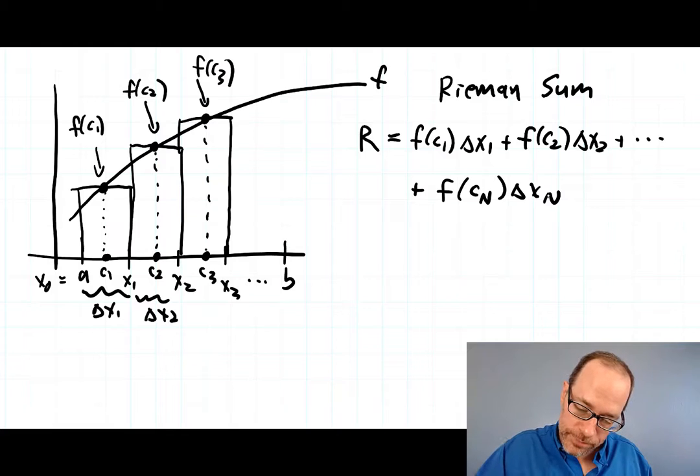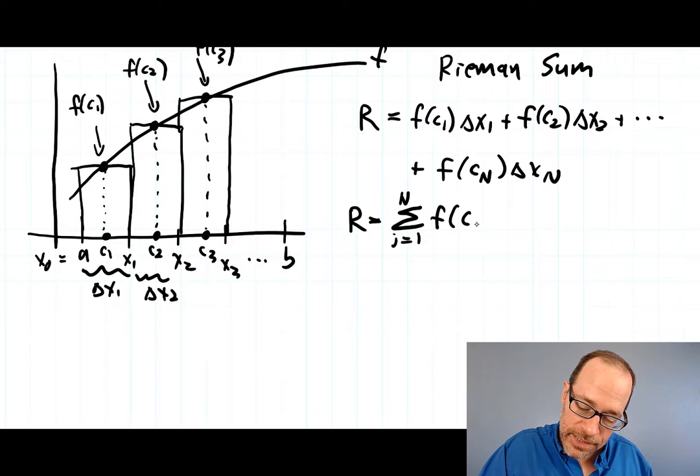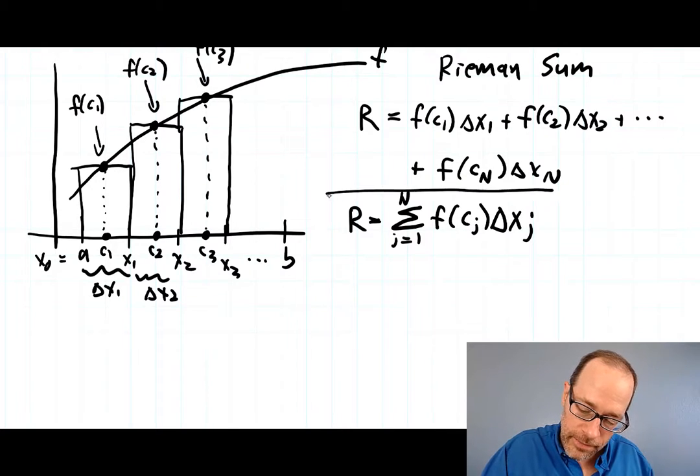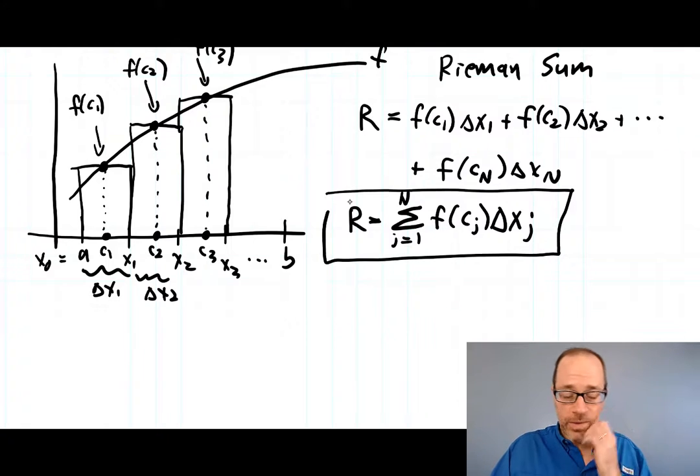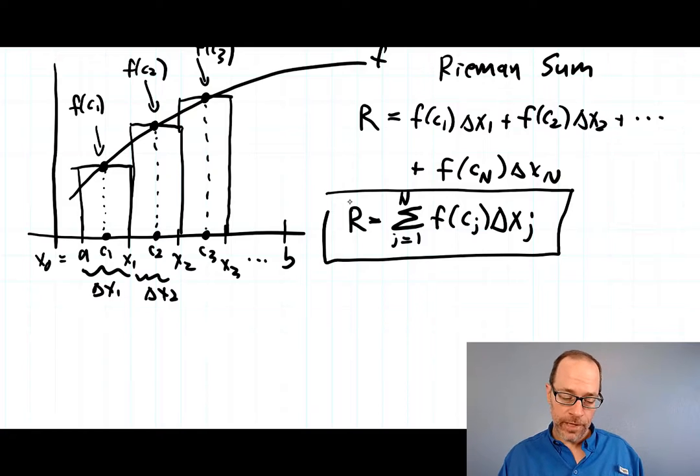The short form is just this. The Riemann sum is the sum from j equals 1 to capital N, f of c sub j, delta xj. All right? Where the delta x's come from the partition and the cj's come from the sample.